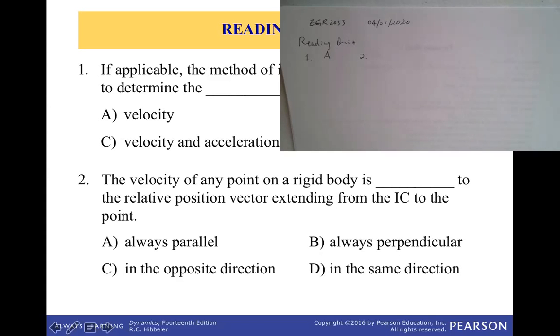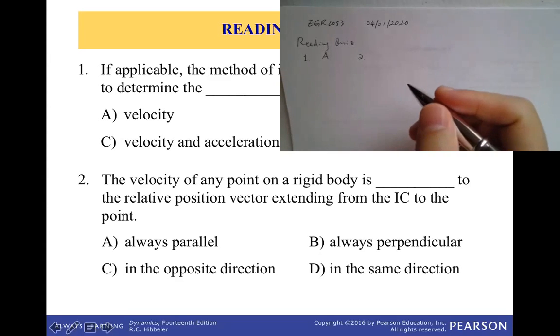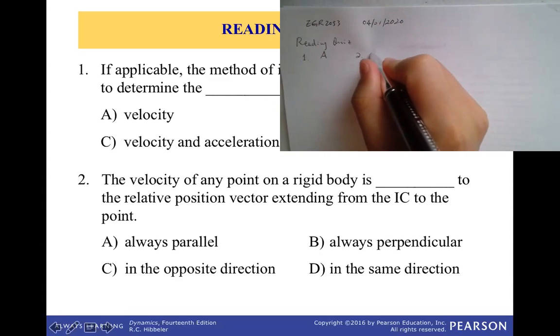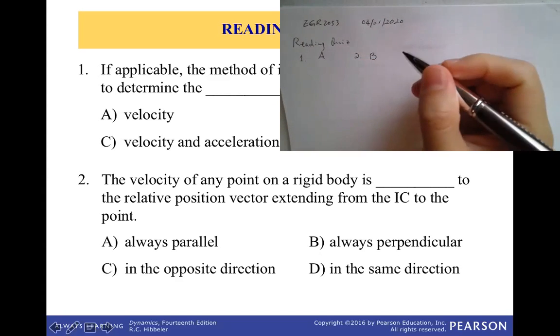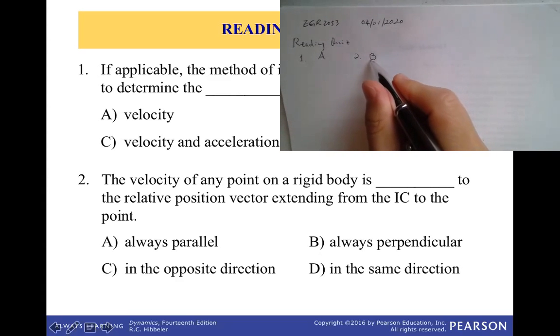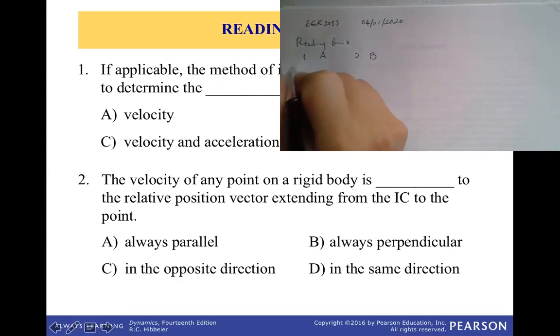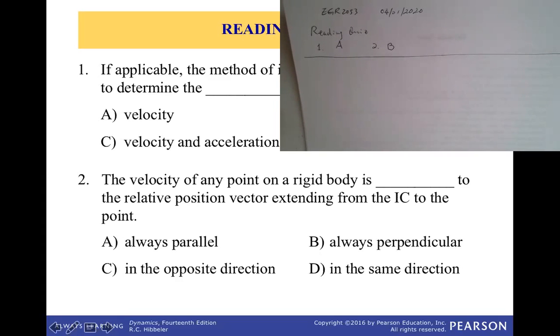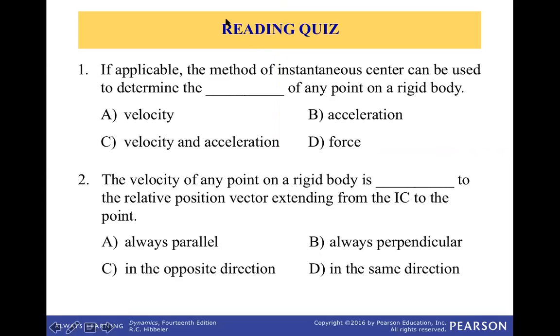The second one says the velocity of any point on a rigid body should be perpendicular to the relative position vector extending from the instantaneous center to the point. So A and B. I think everyone got the second one right, but a couple of you didn't get the first one right. So A and B are the answers for the reading quiz.